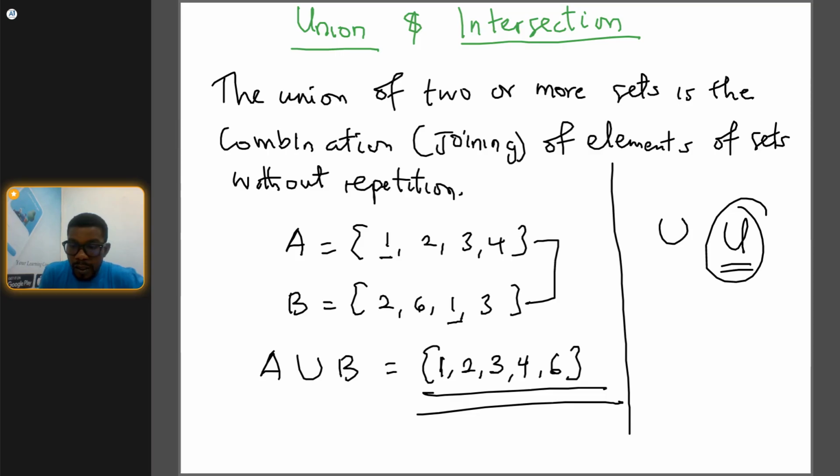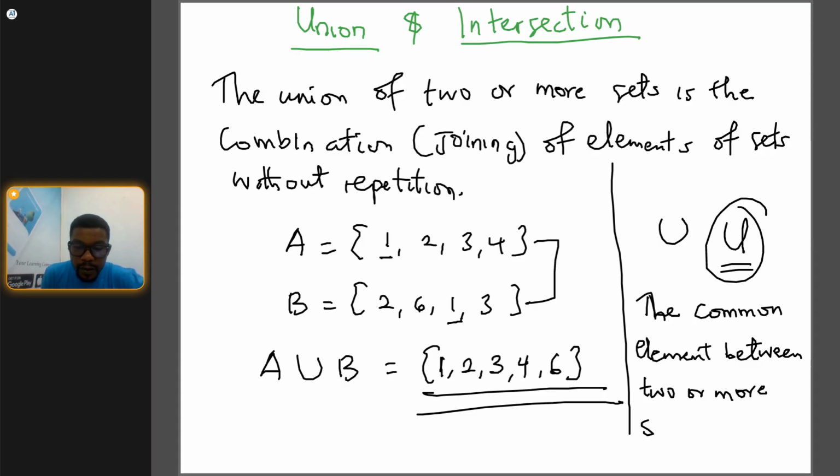So, intersection of sets is the common elements between two or more sets. The element that is found in A and also found in B is a common element. Okay, found in A, found in B, is said to be a common element.